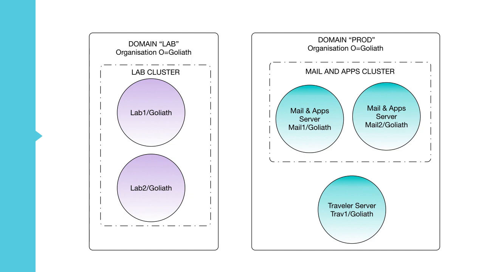So here's my lab. I have my production, which we already looked at. On the left-hand side, I've got my lab. It's a domain called Lab, but it's still got the organization, O equals Goliath. So my two lab servers are Lab1 Goliath and Lab2 Goliath. Why have I done it like that? We're going to talk about that in a second.